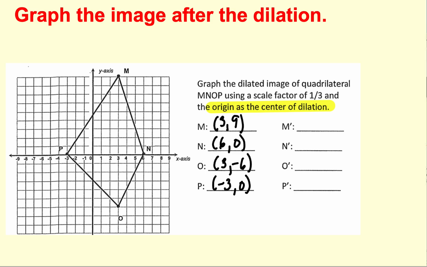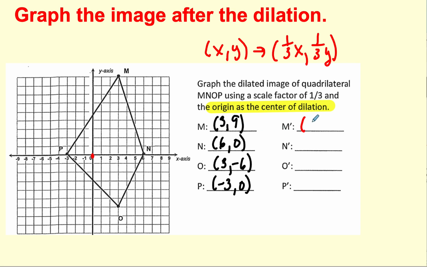Let's go ahead and do a problem. This time it's a scale factor of 1/3. So the rule will look like this. x, y maps to 1/3 x, 1/3 y. And again, what we're trying to do is bring the points in closer to the origin. So it's only going to be 1/3 of the way instead of as far as it was.